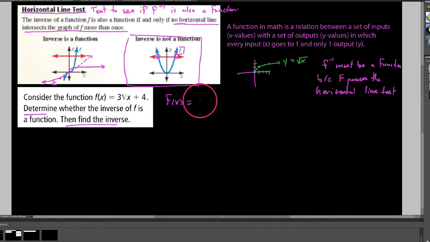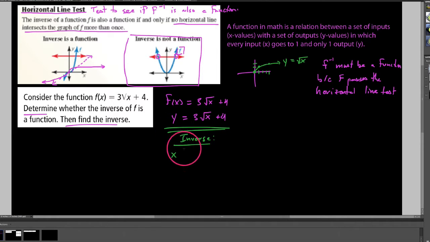We say f of x is equal to 3 times the square root of x plus 4. So the very first thing we want to do is replace our f of x with y, just so that we have x's and y's. And of course, to get the inverse, we're going to switch our domain and range. We're going to switch all of our x and y values here. So our x would go in where we had a y before, and our y would go in where we had an x before. Then our inverse function looks like this.